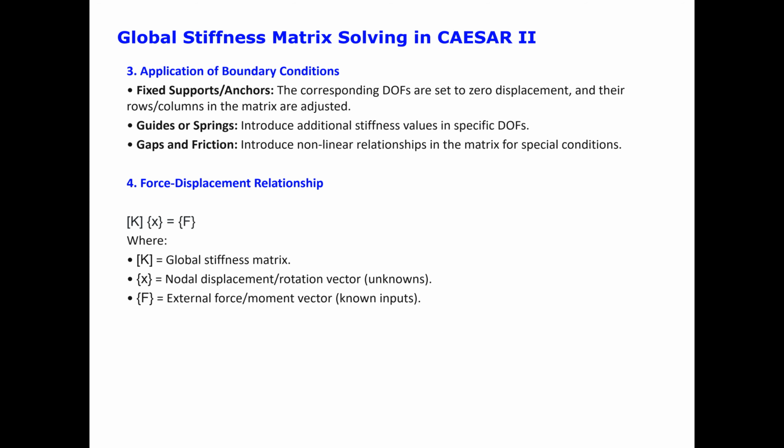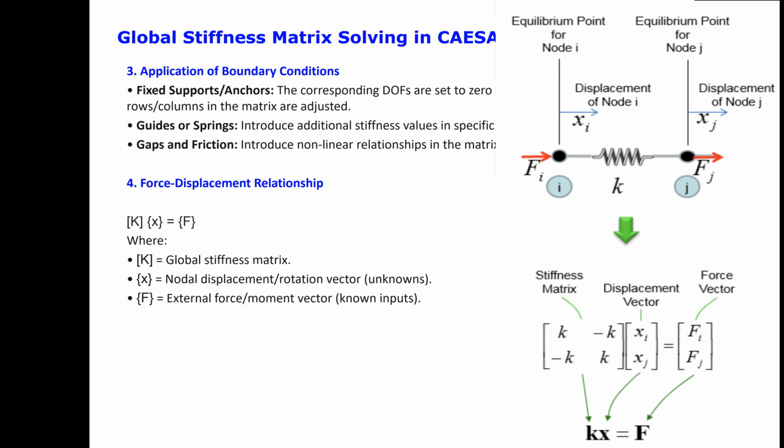Force displacement relationship. Once the global stiffness matrix K is constructed, it is used in the fundamental equation of structural analysis: K times X is equal to F, where K is the global stiffness matrix, X is the nodal displacement or rotation vector, which is unknown, we have to calculate it. Then F is the external force or moment vector, which is known in our case. We'll take an example and you will understand all these things.